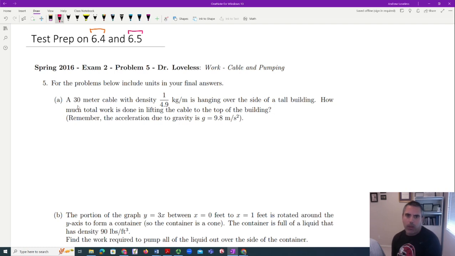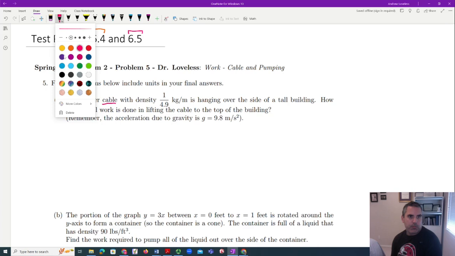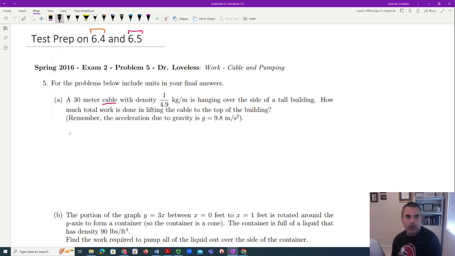I grabbed a few more basic problems so that we could get the main idea. The first one's one of these cable problems. A 30-meter cable with a density, hanging over the side of a tall building. How much work is done in lifting the cable to the top of the building? There are two perspectives on these problems, but I'm going to give you the one that I've always used. I think of it as a stack of books problem.